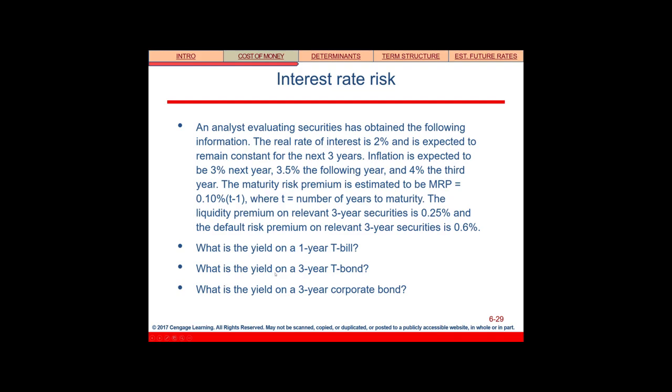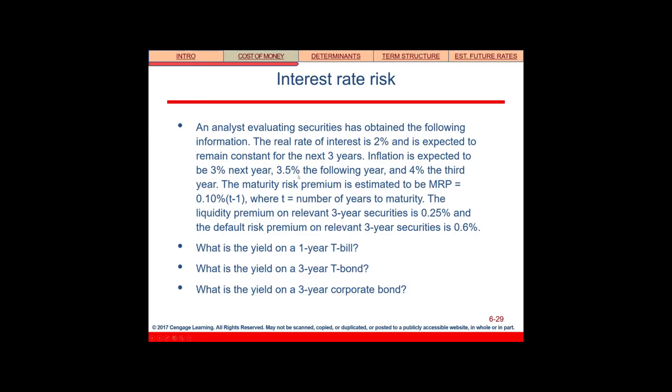What about the yield on the 3-year treasury bond? So for this 3-year treasury bond, first you have to calculate the inflation premium. The inflation premium is the average of these three inflation rates in the next 3 years, right? So 3% plus 3.5% plus 4%, divided by 3. And then the average should be 3.5%.